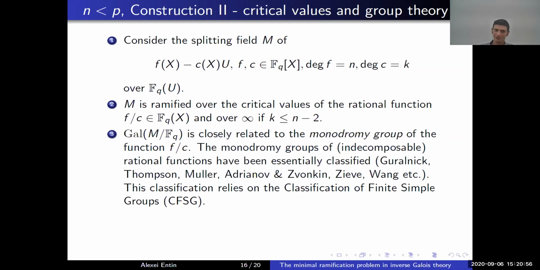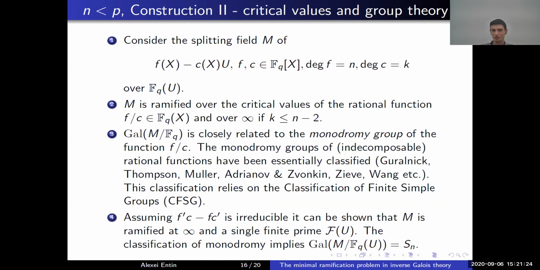And now we use a very deep result, the classification of monodromy of rational functions, which was completed in recent years by Ziv and Wang, following previous work by a series of authors. And this classification heavily uses the classification of finite simple groups. So it's a very deep result in group theory, essentially.